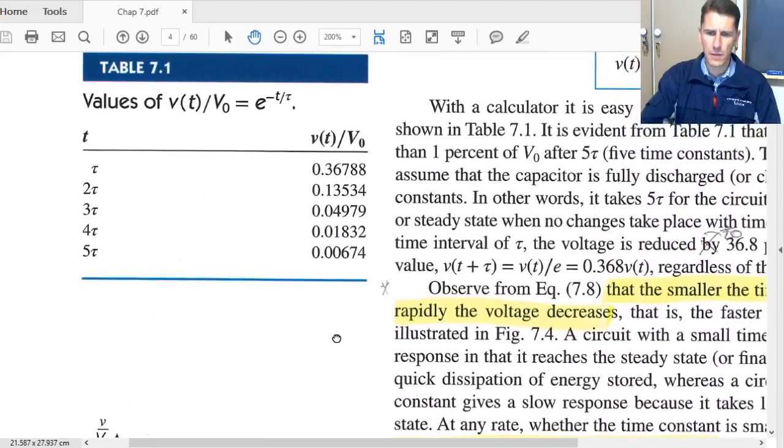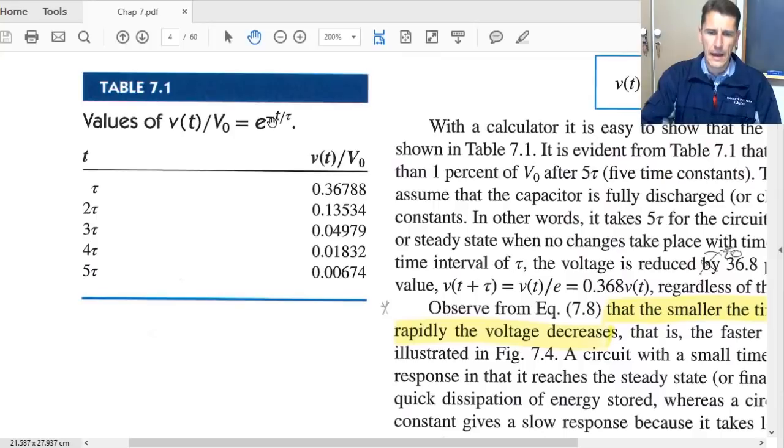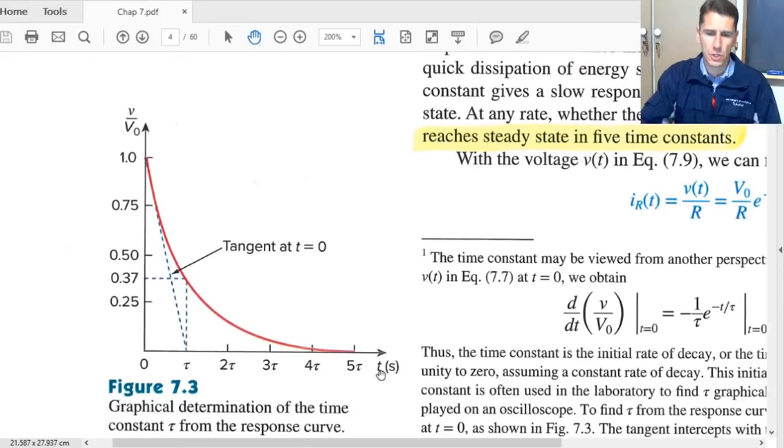If we look at the time constants in our equation and we substitute t with 1 tau, 2 tau, 3 tau, 4 tau, you see there on the right what the value is relative to the original V0 value. So after 1 time constant, we're at 36.8%. After 2 time constants, it's 13.5%. Then 5%, then 1.8%, then 0.7%. The point being that after about 5 time constants, you've completely discharged the capacitor.